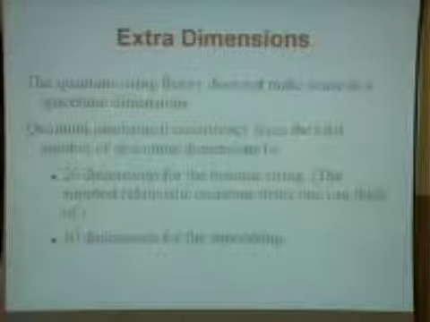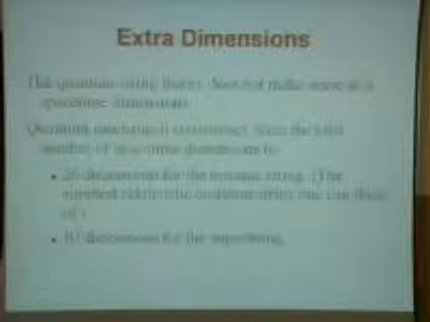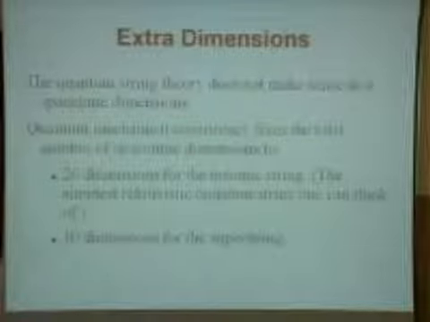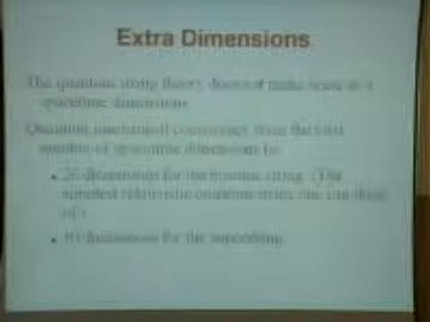Now, it turns out that quantum string theory does not make sense in 4 space-time dimensions. I can't tell you why in this talk. But quantum mechanical consistency fixes the total number of space-time dimensions to 26 for the simplest string you can think of, or 10 dimensions for the more realistic string theories, superstring theories. So we don't add the extra dimensions by hand. Quantum mechanics tells us that our theory doesn't make sense unless you have 10 dimensions.